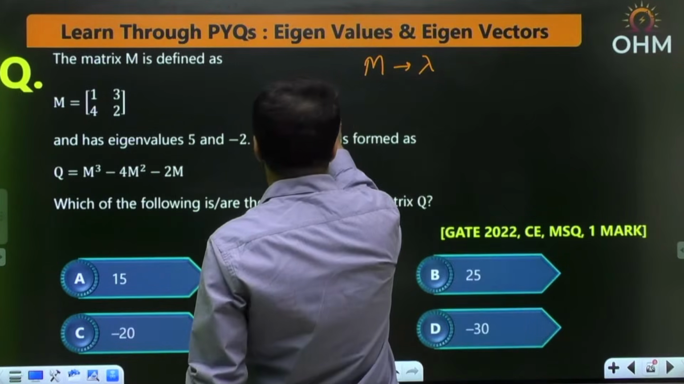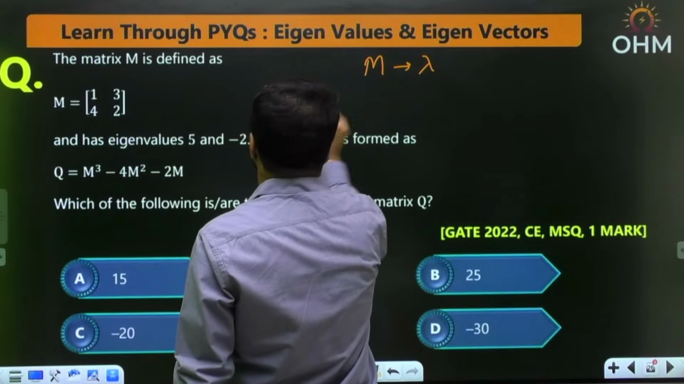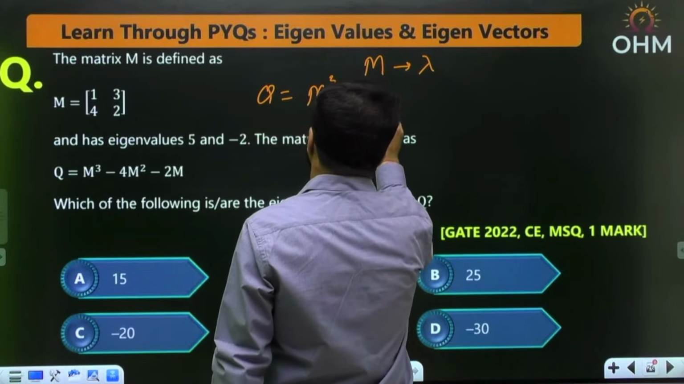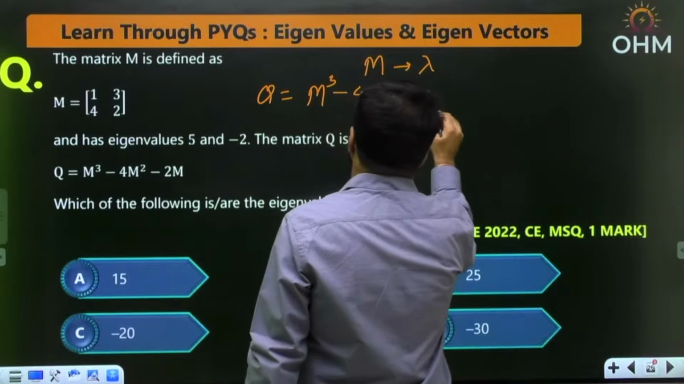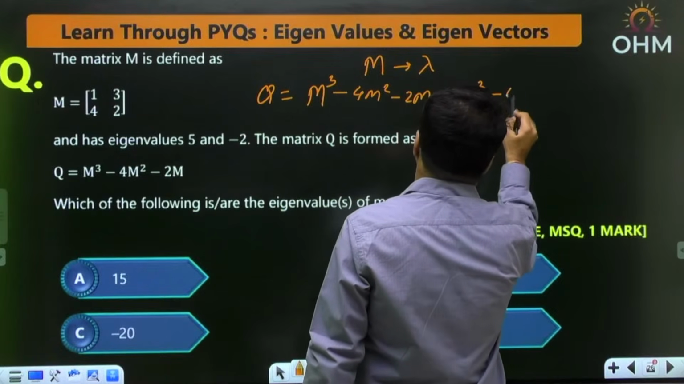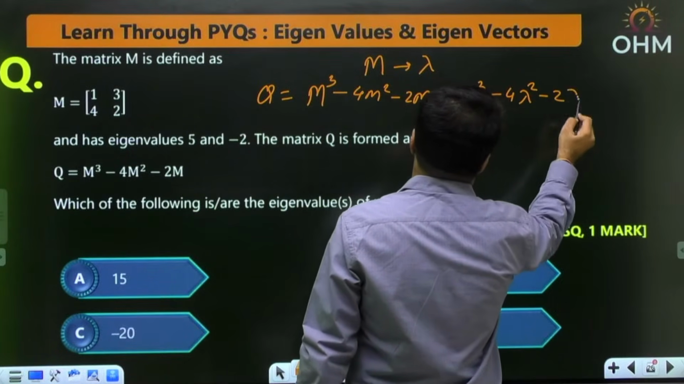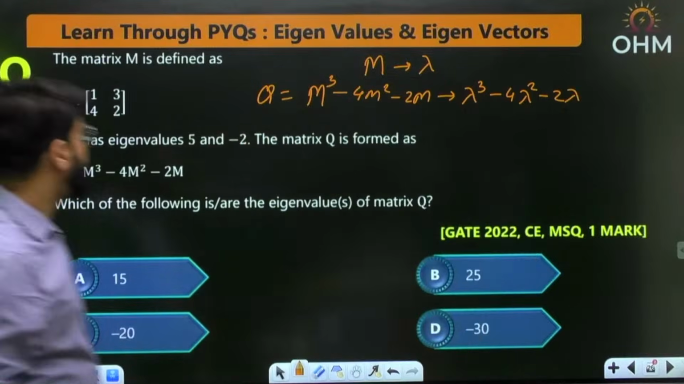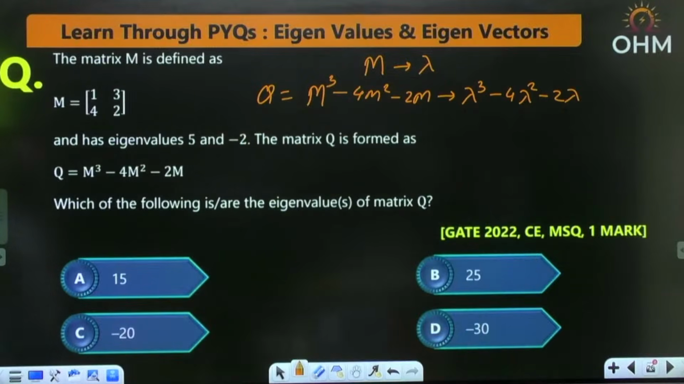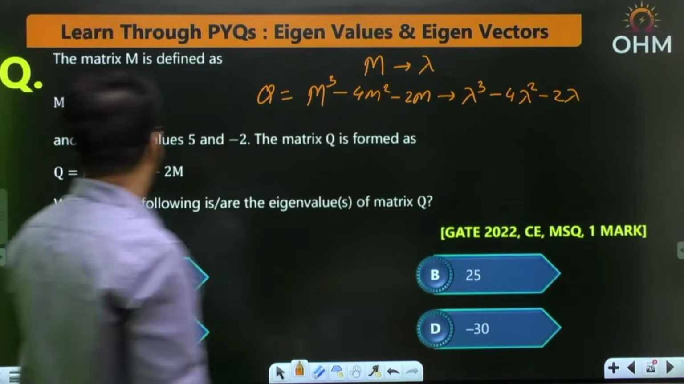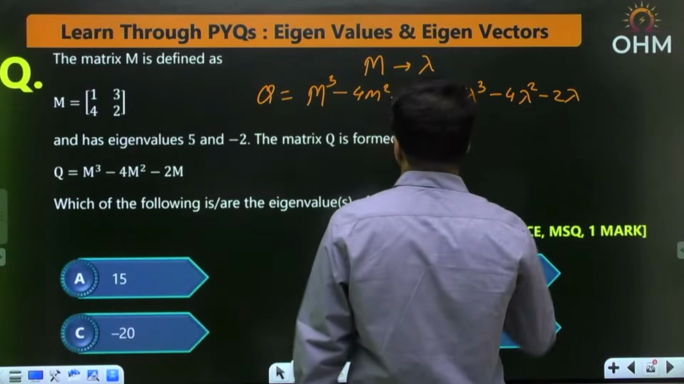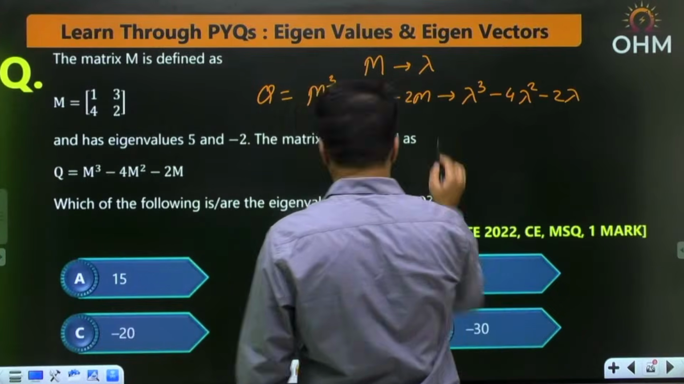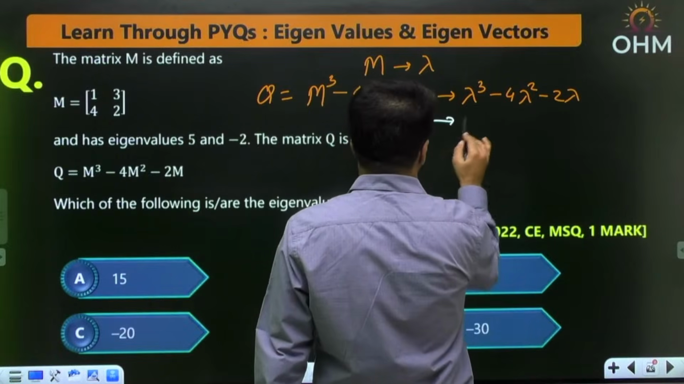The matrix Q is formed as M cube minus 4M square minus 2M. What should be the eigenvalue of this? Lambda cube minus 4 lambda square minus 2 lambda. Okay, what will be the lambda here? Tell me. What is going to be the lambda? Now, what is the first lambda? 5. Okay, so this is going to be number 1.